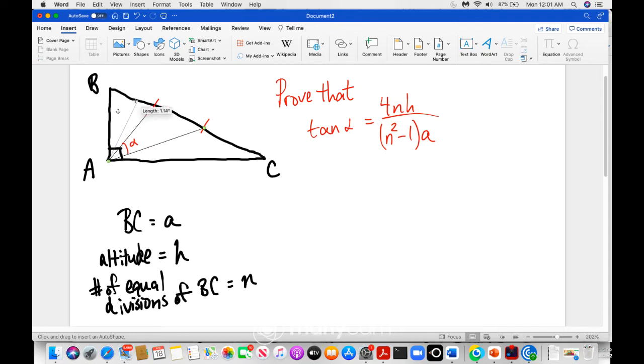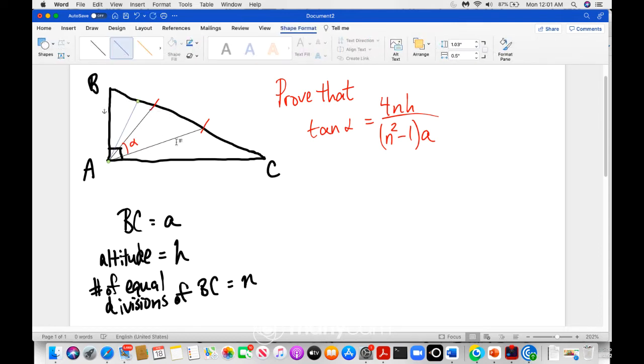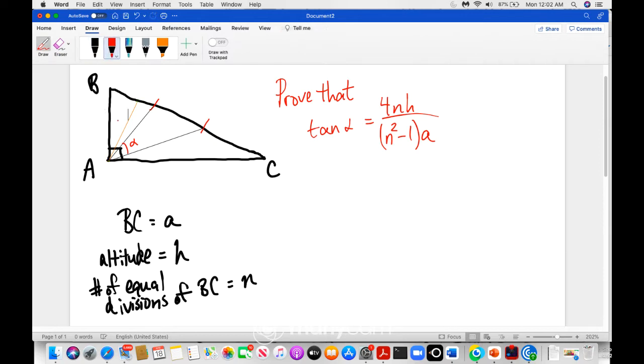Remember, an altitude is one that forms a right angle with whatever side you're referring to. In this case, maybe I'll do that in orange here, and I'm going to label that h. And we know that the hypotenuse BC is subdivided into n equal line segments, where n is some odd number. I just chose the smallest odd number that would work, which is 3.